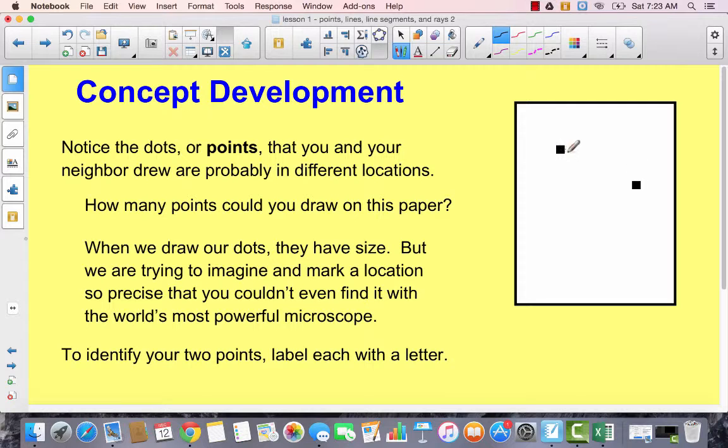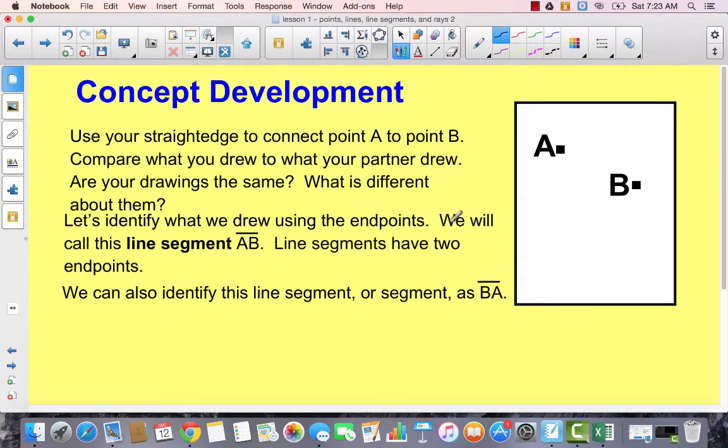Now, you identify points with letters. So we're going to label each one with a letter. I labeled mine A and B. So this is point A and this is point B. Okay, so that's how you call them. You just call it point A, point B.